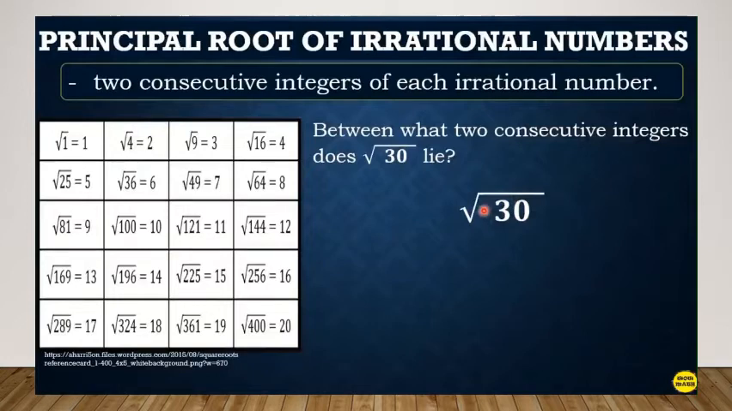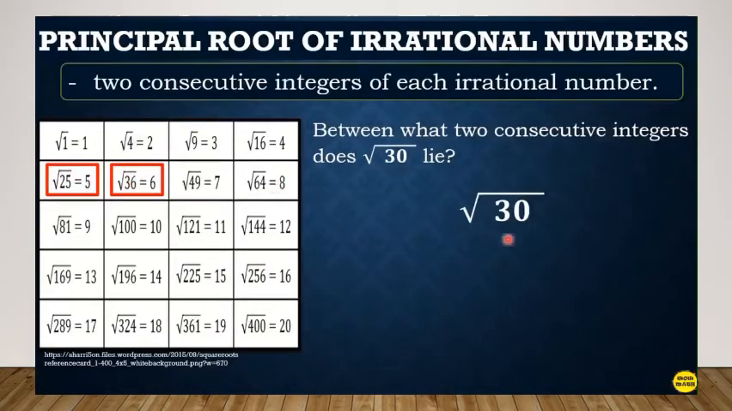Ang gagawin natin, kukunin natin yung dalawang consecutive, yung magkasunod na integers na kung saan nasa gitna ang square root of 30. So, since wala tayong square root of 30 dito kasi hindi nga siya perfect square, kukunin natin kung saan siya napapagitna. So, therefore, nasa gitna siya ni square root of 25 and square root of 36. So, ito po ang kukunin nating dalawa kasi square root of 25 and square root of 36. Kukunin natin yung mas mababa sa kanya at yung mas mataas.